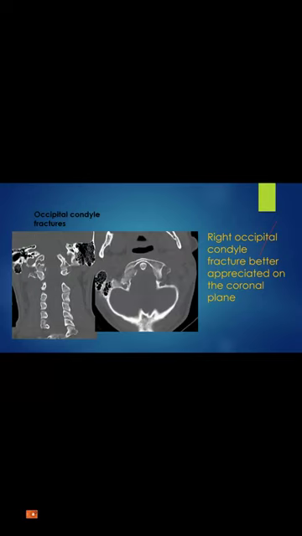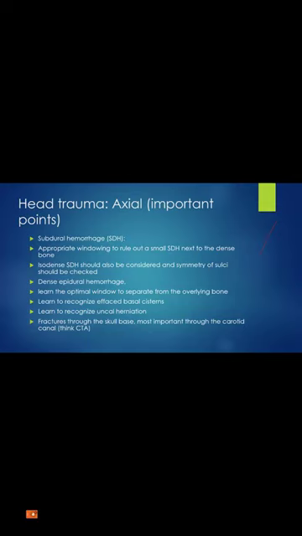Here we see that chip fracture of the occipital condyle that is not easy to see on the axial, but on the coronal, it is easier to detect. For the head trauma, important points in the axial runs.